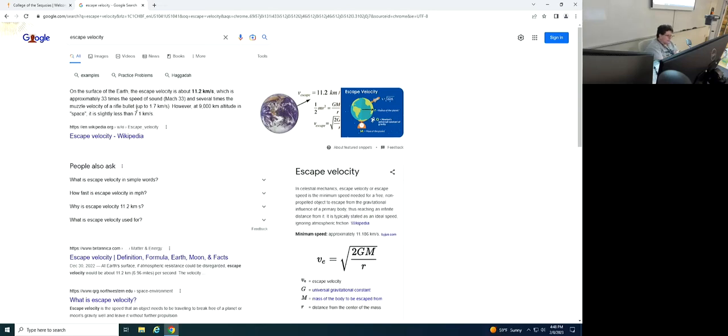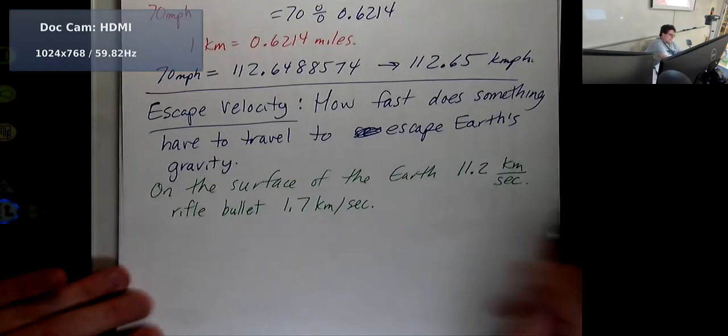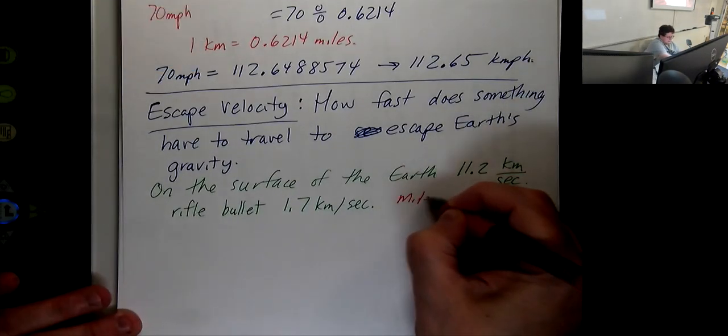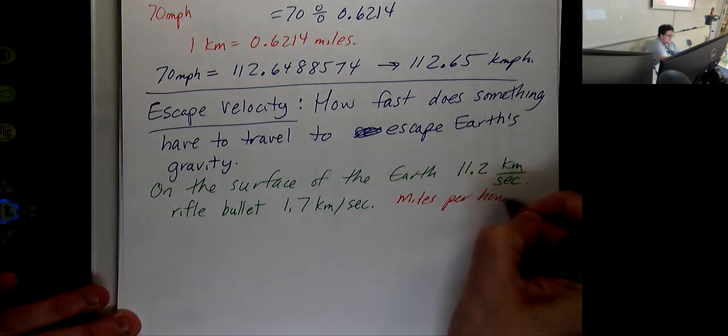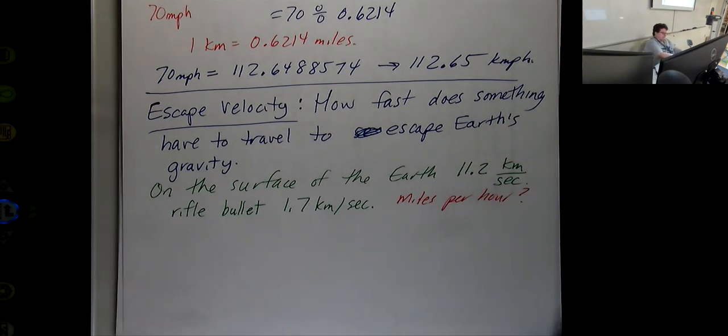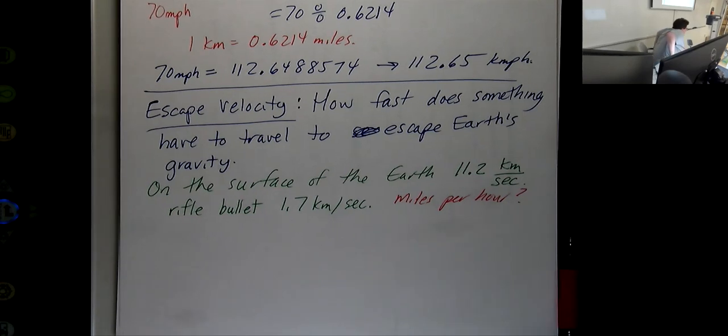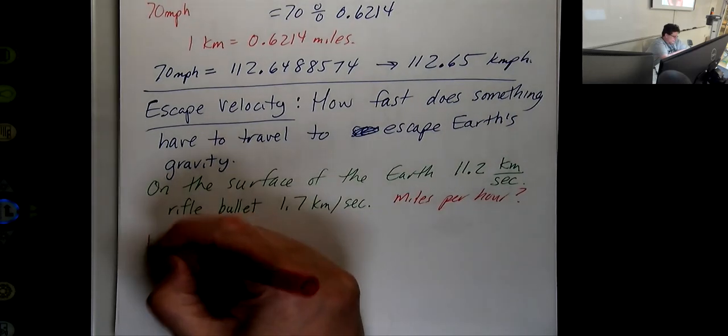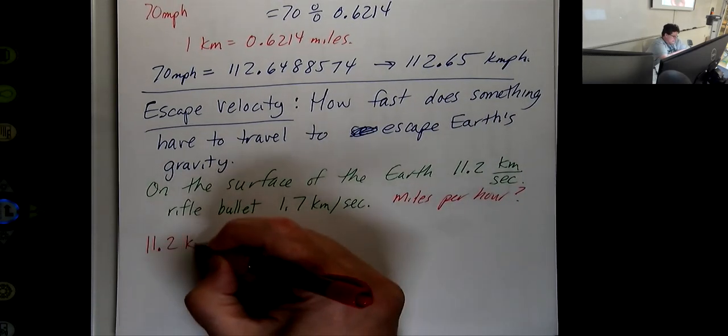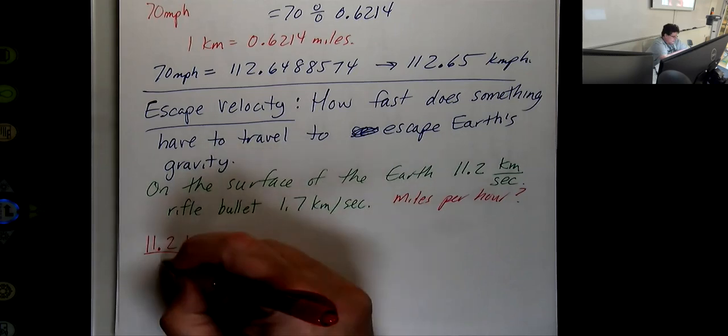You know how fast a bullet goes. 11.2 is like, I don't know, 8 times larger than that, 9 times larger than that. Let's figure out how many miles per hour that is. So this will be a fun practice thing for conversions. We're going to start with the 11.2 kilometers per second. And that's per 1 second.